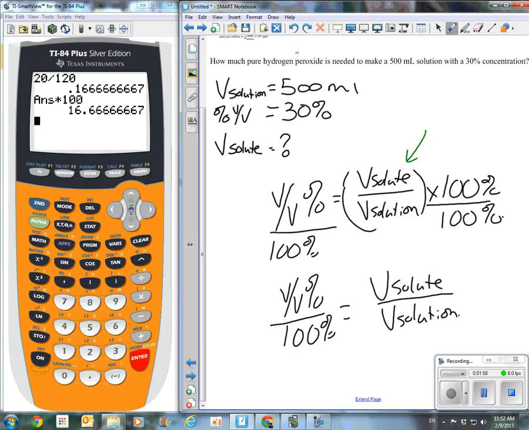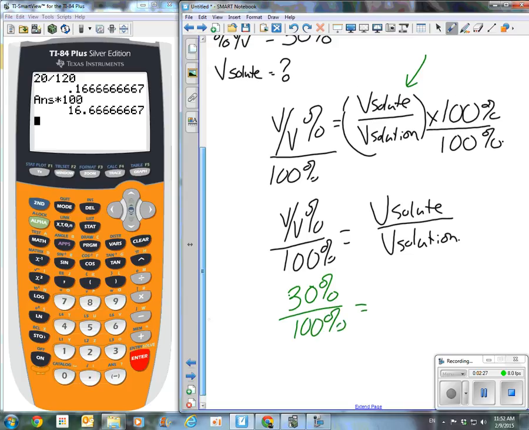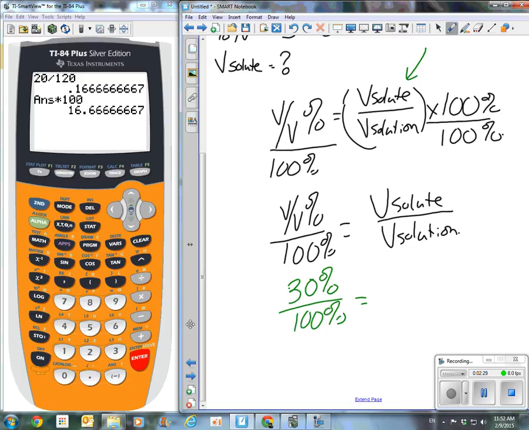And what I can do now is cross multiply and divide. Again, I didn't understand this really until a few years ago, so I'm going to share my epiphany here with you: you need to start across from the thing that you don't know. So in this case, let's do a quick substitution of values. This is 30% over 100% is going to equal the volume of solute, which I don't know, over 500 milliliters.